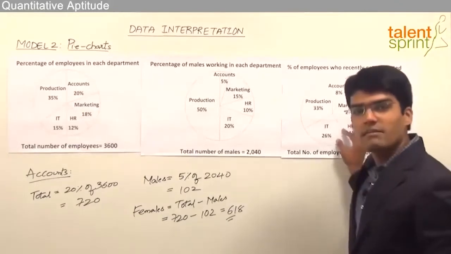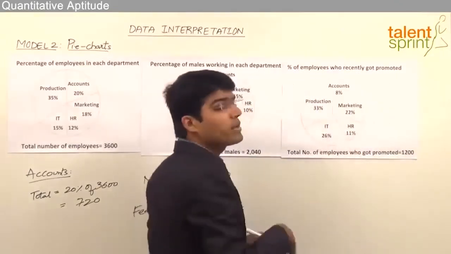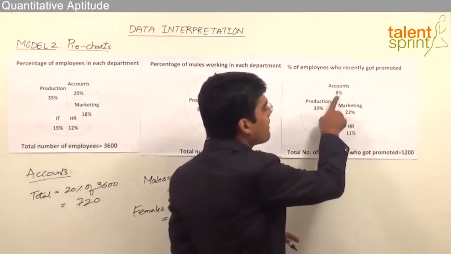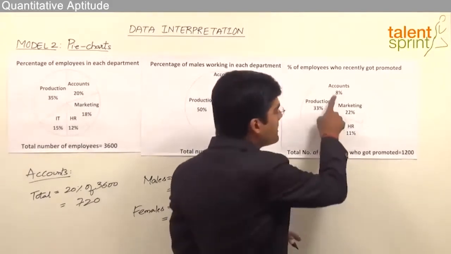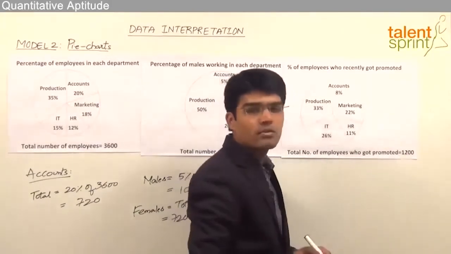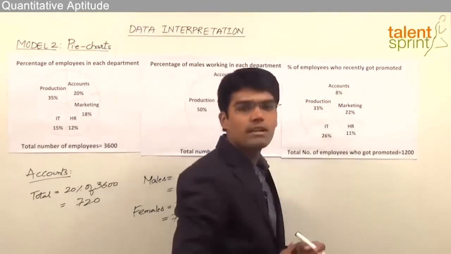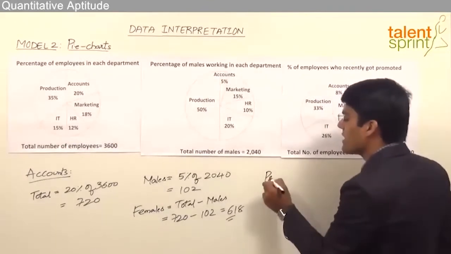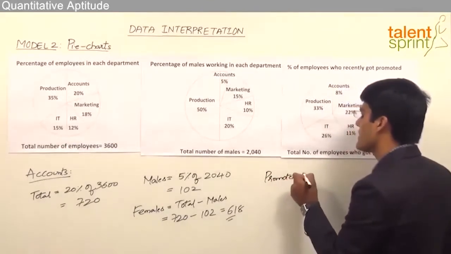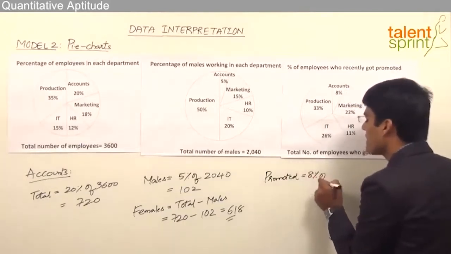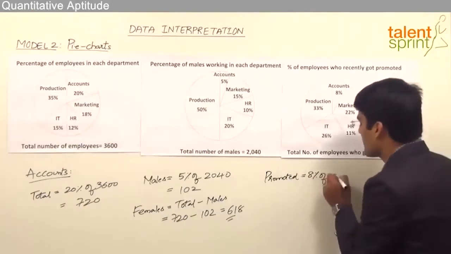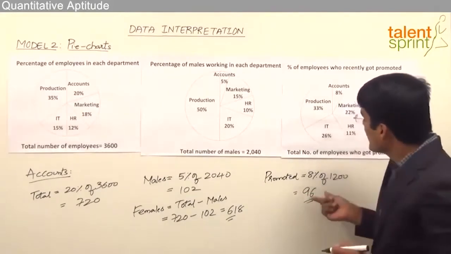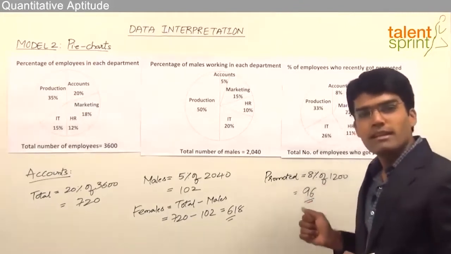From the last pie chart here, we know the percentage of employees who got promoted from each of the departments. So again, going by accounts department, it says 8% was the promotion for accounts department. So 8% of the total employees who got promoted, 1200, will be the number of employees who got promoted in accounts department. So it can be taken as 8% of 1200. So the number of employees who got promoted in accounts department will be equal to 8% of total number of employees who got promoted, which is 1200. 8% of 1200 will be equal to 96. So we can say that 96 employees got promoted in the accounts department.